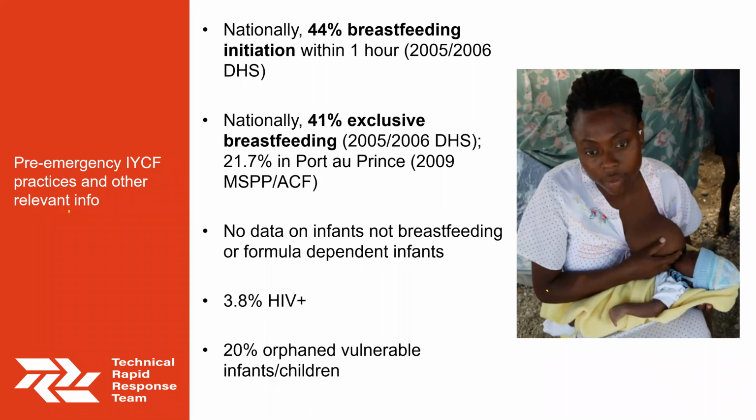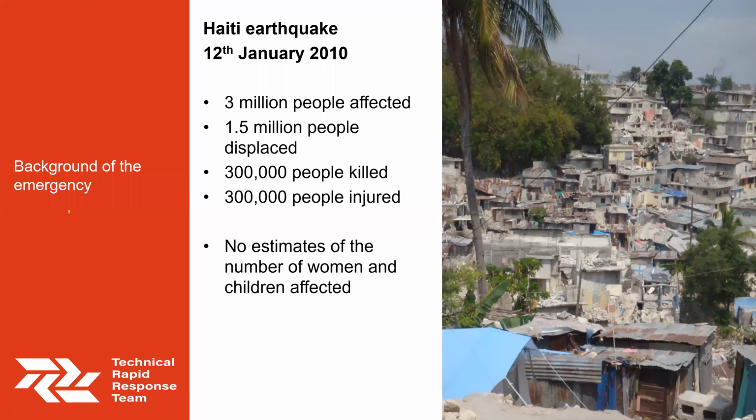300,000 people were killed and 300,000 people injured. There were very poor estimates of the numbers of women, children, and infants affected, so that made planning quite difficult.